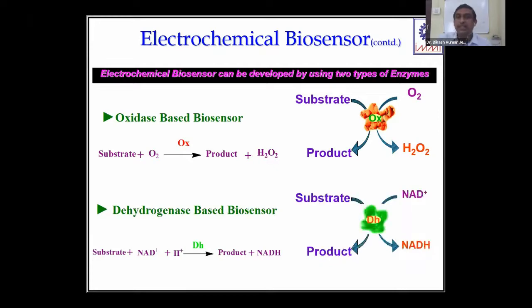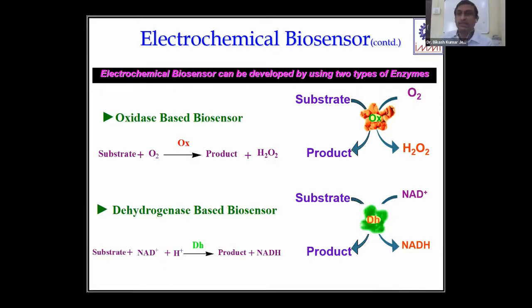Another is the dehydrogenase-based biosensor. The mechanism is very simple and similar, but here the cofactor is NAD+. Here it was oxygen, now it is NAD+. NAD+ will be enzymatically converted to NADH when an analyte interacts with the dehydrogenase enzyme, and NADH is generated. If you can determine how much NADH is generated, that will tell you how much analyte has interacted with the enzyme.